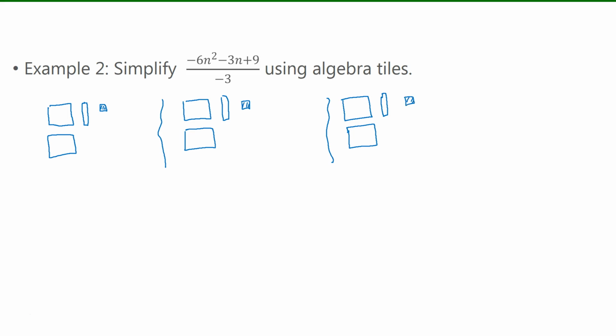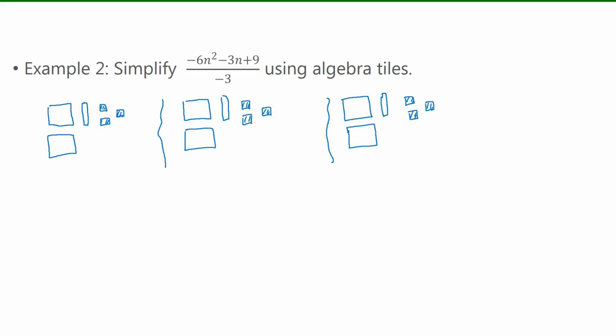That's only 3 tiles. Put another one in each group. That's 6. So I'll add one more to each group. So that takes care of the 9 positives.